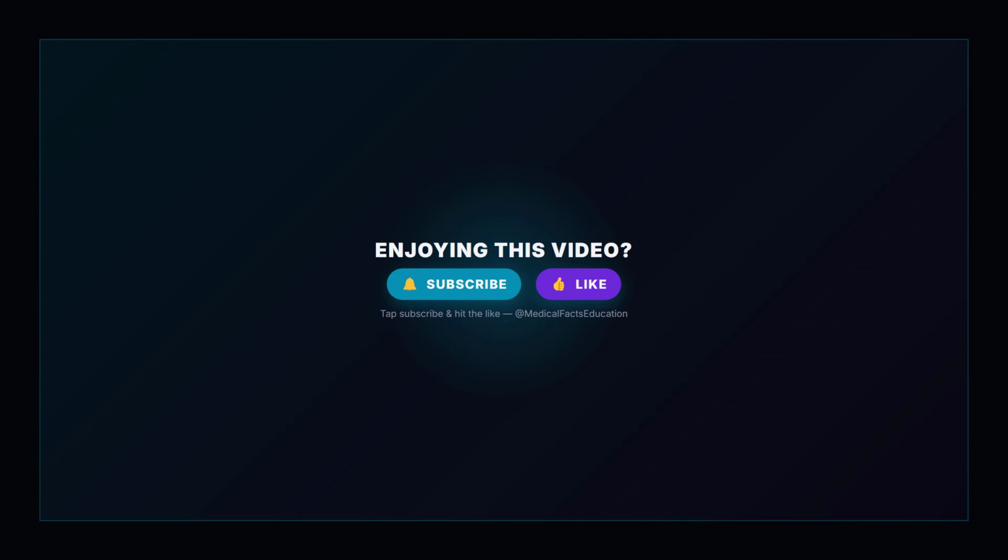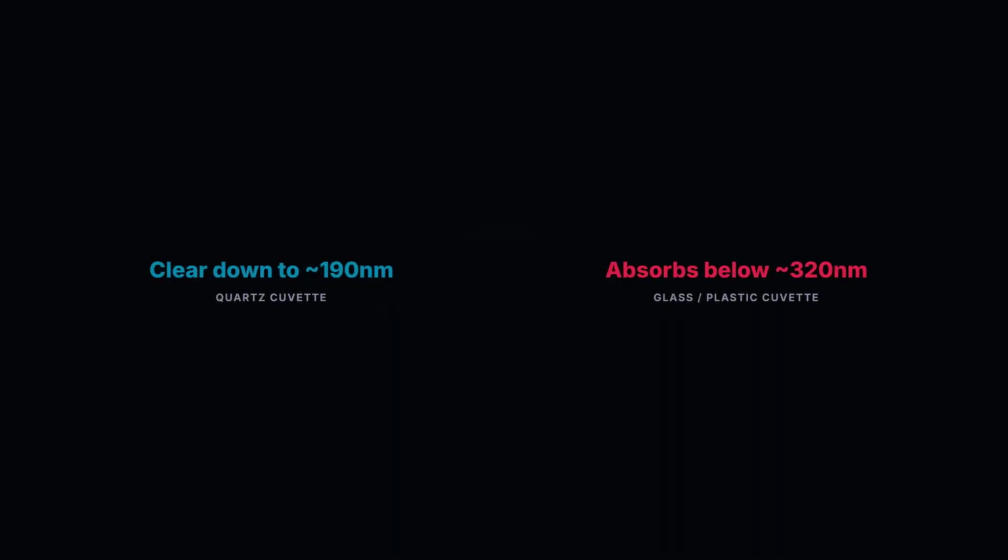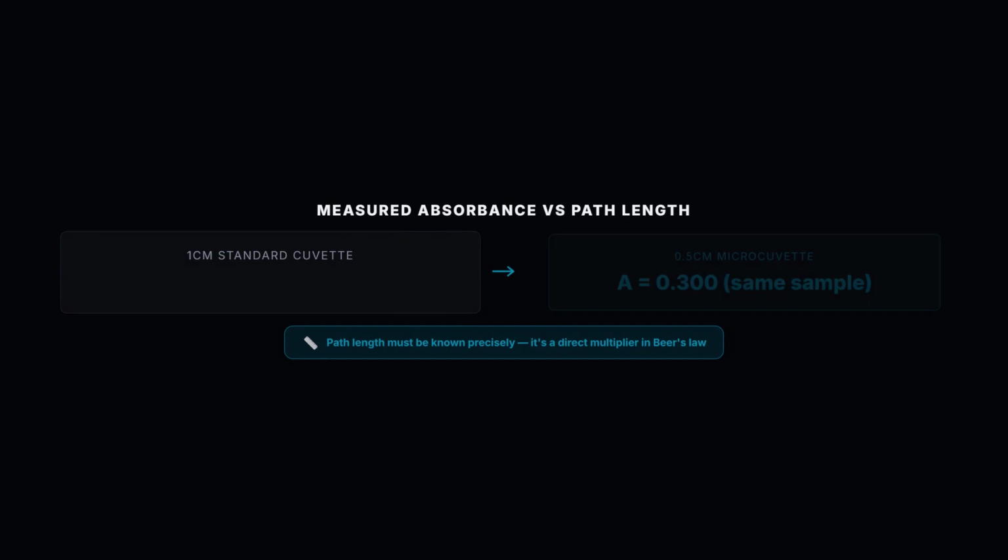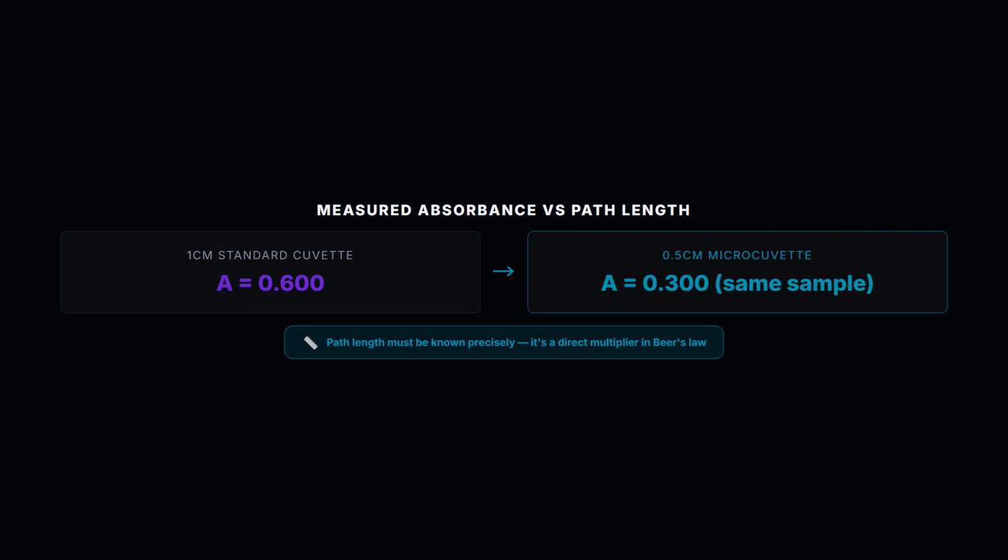Cuvette material matters more than people assume. Quartz stays optically clear all the way down to about 190 nanometers, into the deep UV. Ordinary glass and plastic start absorbing below roughly 320 nanometers, which makes them useless for a UV-based enzyme assay reading NADH at 340. Path length matters just as directly, because it sits right in the Beer-Lambert equation. Halve your cuvette's path length from the standard 1 centimeter down to half a centimeter for a microvolume sample, and with everything else unchanged, your measured absorbance drops by exactly half.